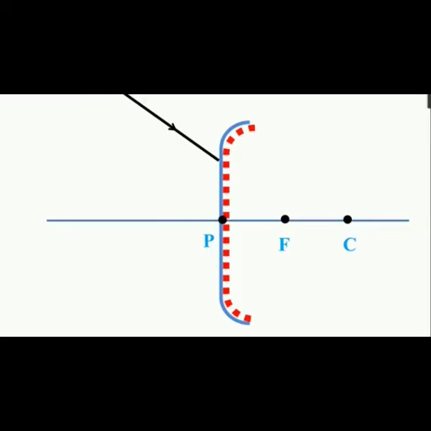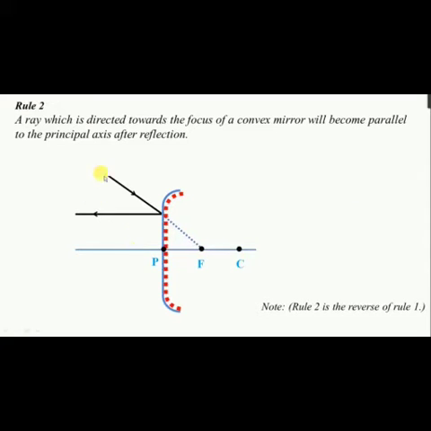Now rule number 2, a ray going towards the focus of a convex mirror will become parallel to the principal axis after the reflection. So see, this ray has become parallel after the reflection. In order to draw that, we'll draw a dotted line till focus, and from here we'll draw a parallel line. Similarly for this ray also, it is going towards the focus, so it will become parallel. One more time, it is going towards the focus, so it becomes parallel. So rule number 1 and rule number 2 are opposite to each other. So the rule is, a ray going towards the focus will become parallel after the reflection.